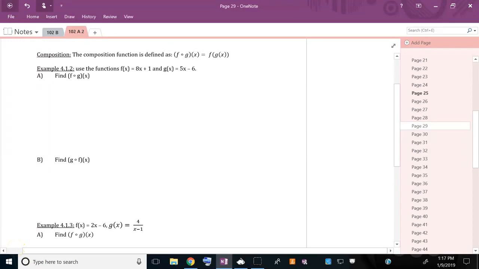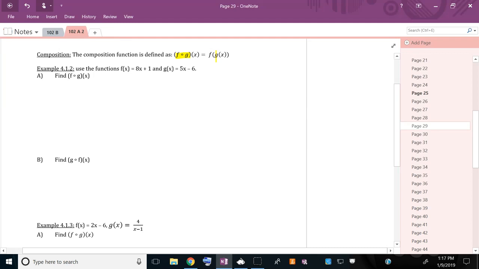Math 102, example 4.1.2, composition of functions. Now that looks a little bit like the word fog. That circle in the middle is actually the composition function, so we do read that as f composed with g, but you can say fog if you'd rather. And that is f of g of x. So we're going to take the second function and put it inside the first function.